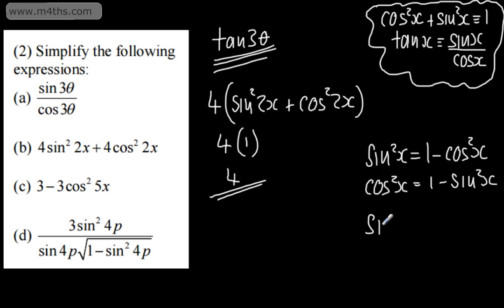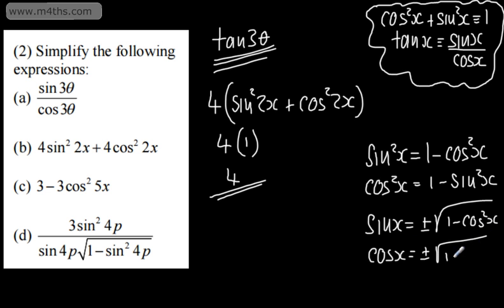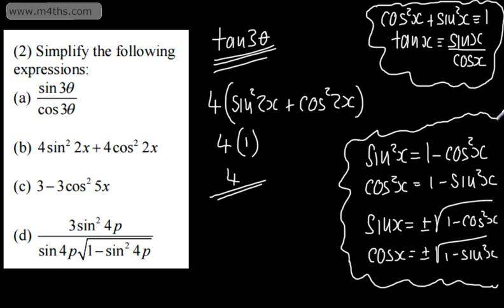If you want, you could say that sine x is equal to plus or minus the square root of 1 minus cos squared x. And of course, cos x would give us plus or minus the square root of 1 minus sine squared x. So all I've done is taken this identity and manipulated it to rewrite either sine squared in terms of cos squared, or cos squared in terms of sine squared, or sine in terms of cos, and then cos in terms of sine.